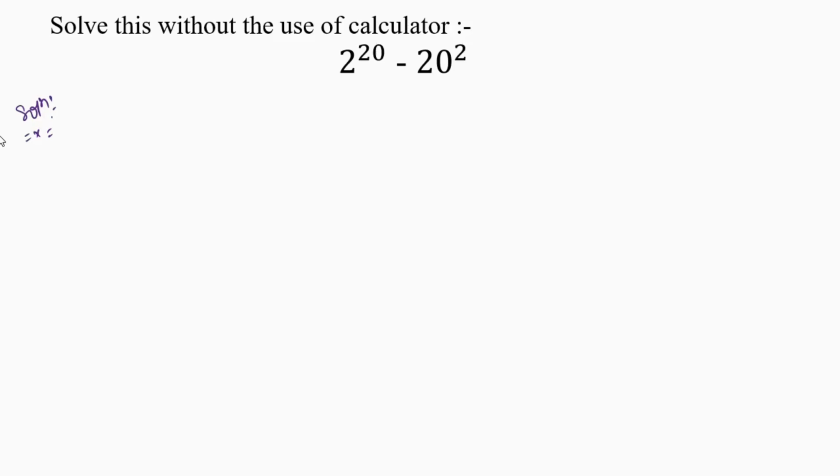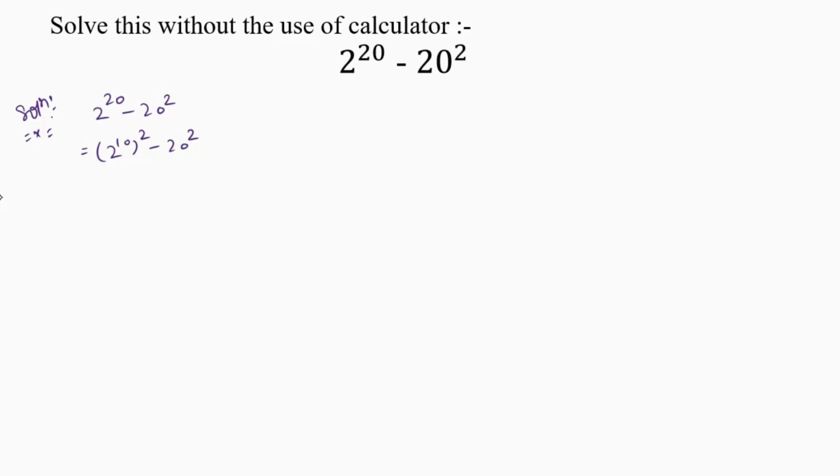Today we are going to calculate the value of given expression without the use of any calculator. So we have 2 raised to power 20 minus 20 raised to power 2. This can be written as (2 raised to power 10) squared minus 20 raised to power 2.